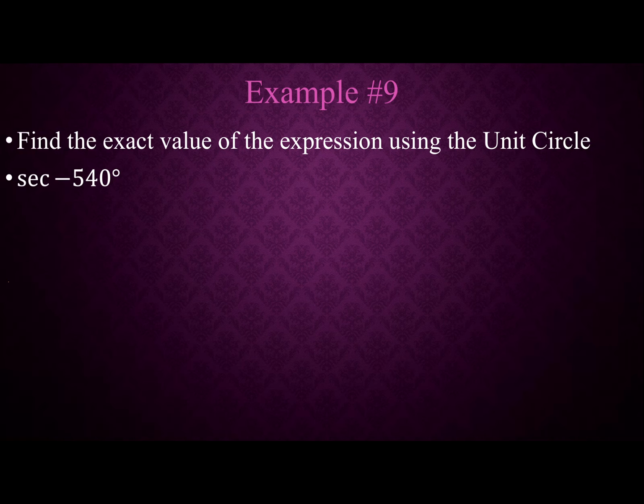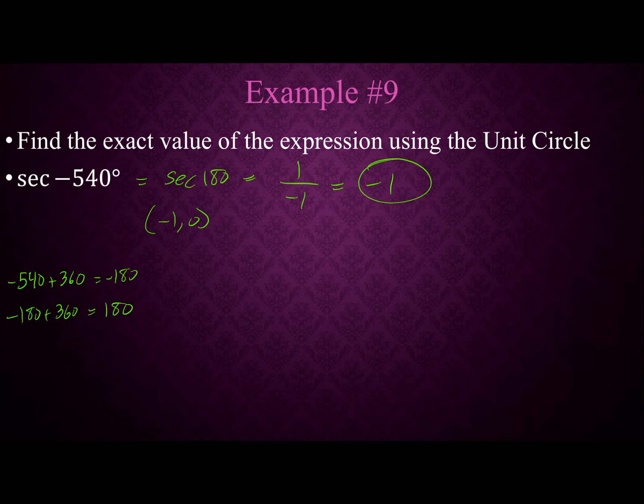Secant of negative 540, again, we have to work with the coterminal, so we add 360. We get negative 180, still negative, so we add again. We get a positive 180. So it's really secant of 180. 180 degrees is at negative 1, 0. Secant's 1 over x, so it's 1 over negative 1, which is simply negative 1.